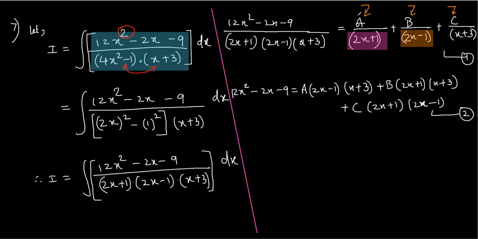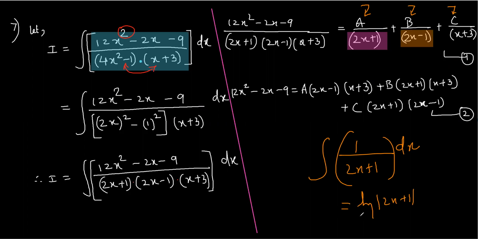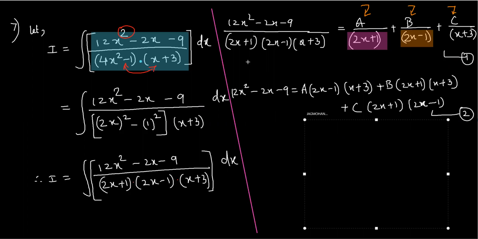See, when you get the value of a, that constant will go out, and it will be integral 1 upon 2x plus 1. b will go out, you will get integral 2x minus 1, and c will go out, you will get integral x plus 3. Now you know integral 2x plus 1. When you get the integration of 1 upon 2x plus 1 dx, after you have substituted the values of a, b, and c, it will be log of 2x plus 1, the whole divided by 2, because the coefficient of x is 2. Okay, so that way you will complete this problem. You must try completing this problem.